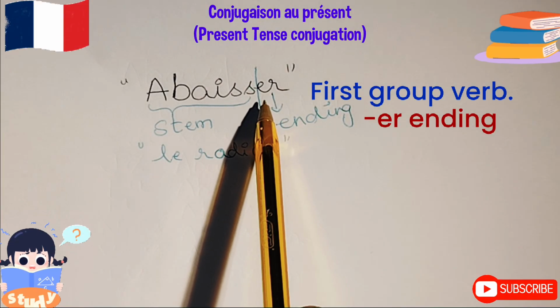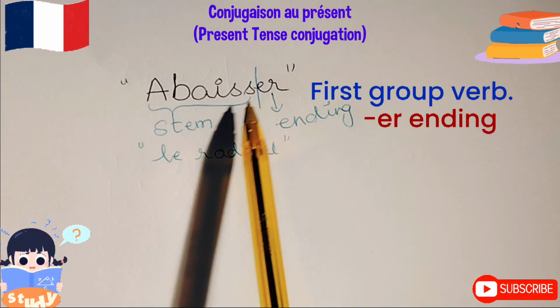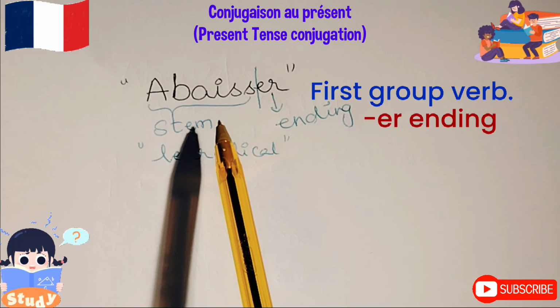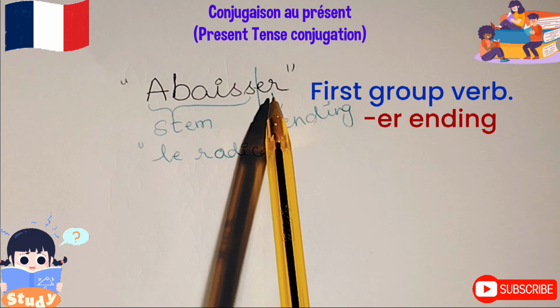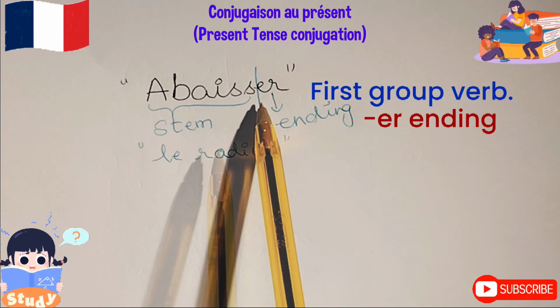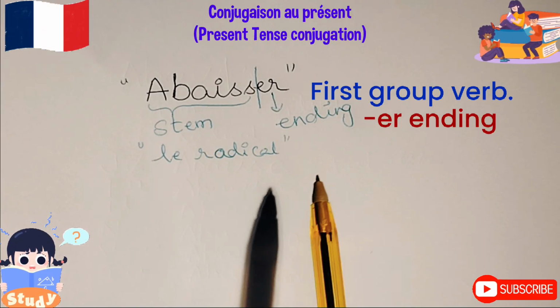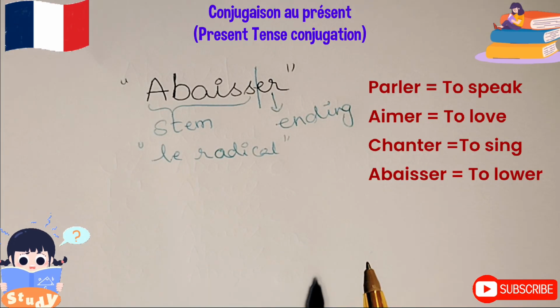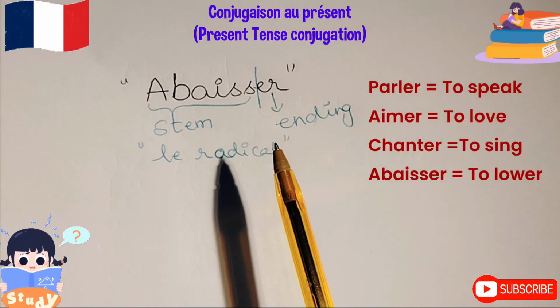First group verbs end in er in the infinitive form. Infinitive verbs means the verbs which are not conjugated with the personal pronouns. So what are the other verbs in the premier group? For example, parler, which means to speak, aimer, which means to love, chanter, which means to sing, and abaisser, which means to lower in English.